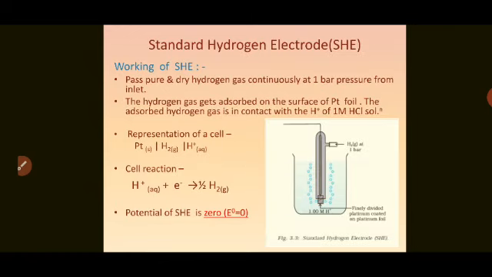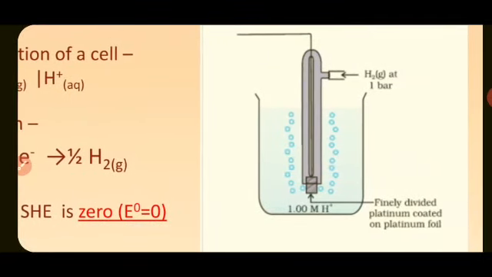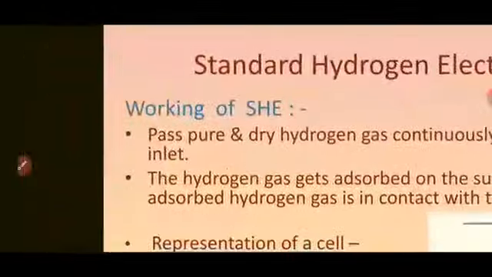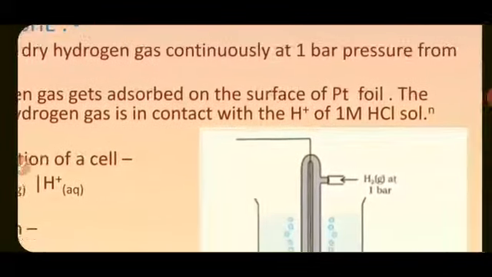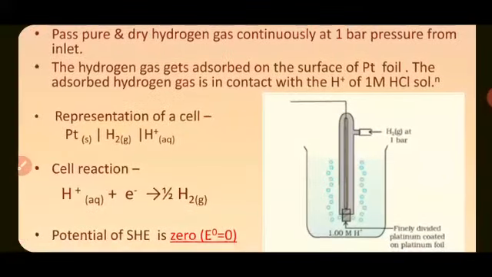So how does it work? Pass pure and dry hydrogen gas continuously at 1 bar pressure from the inlet. The hydrogen gas gets adsorbed on the surface of the platinum foil, that is, on this platinized surface. The adsorbed hydrogen gas is in contact with the H plus ions of the 1 molar HCl solution in the beaker.